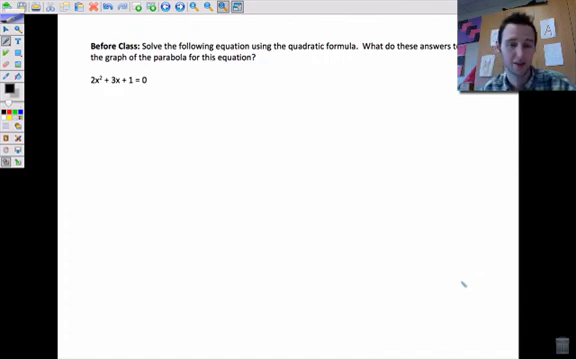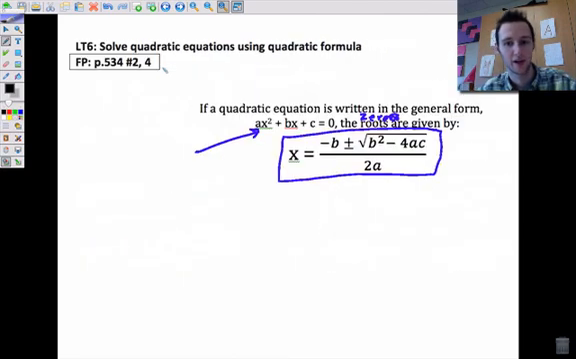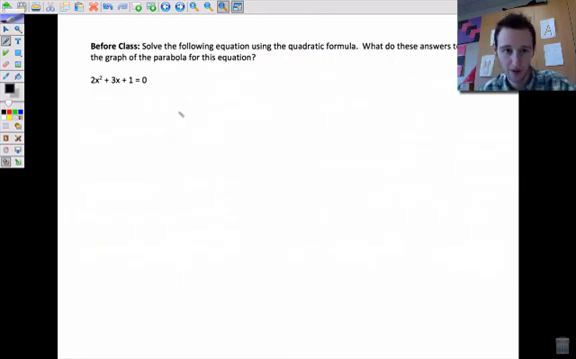So before class, here's your example. It's already in the general form like we talked about, where it's ax squared plus bx plus c equals 0. So go ahead and identify a, b, and c, solve it, and then tell what these solutions tell us about the graph of the parabola.